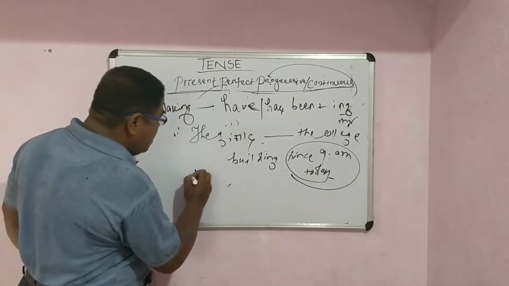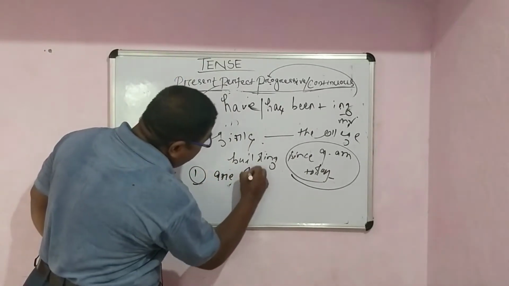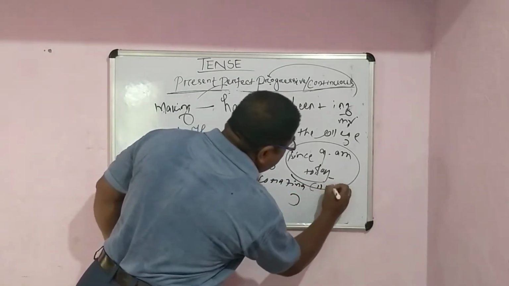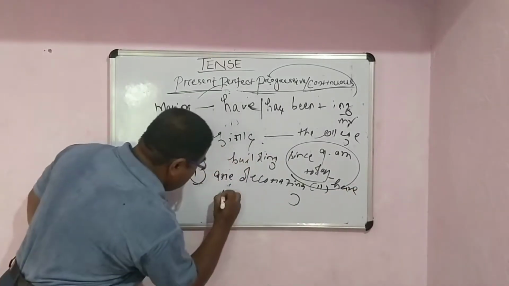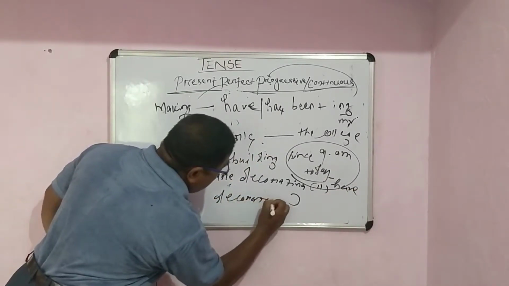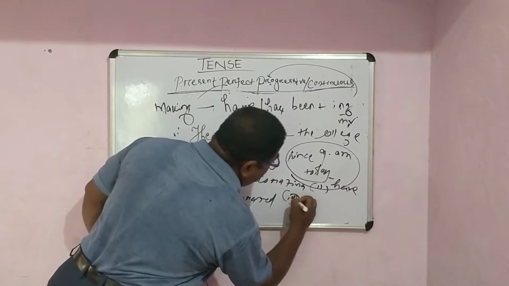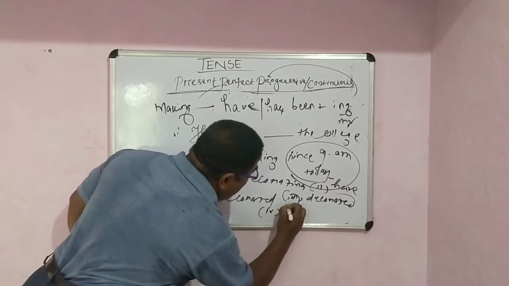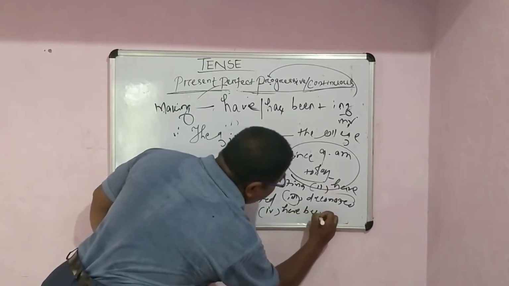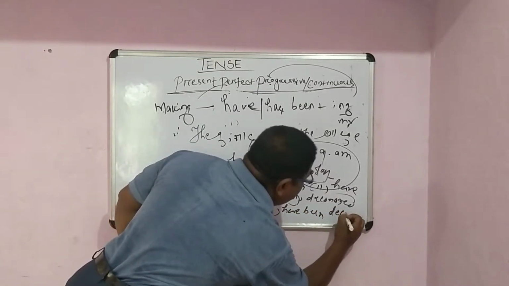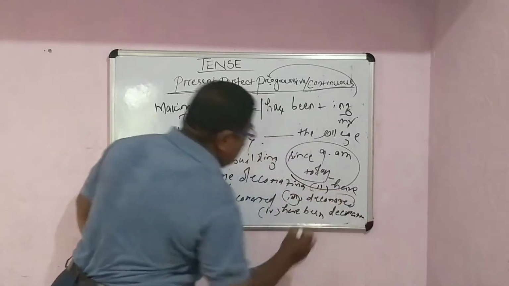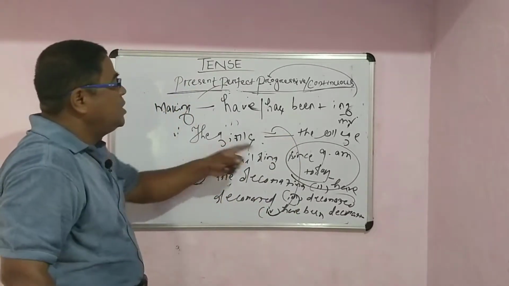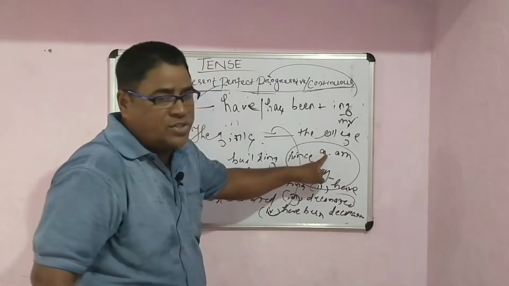So what are the options? Suppose the option is are decorating. Another option is have decorated. Present perfect, have decorated. Another option is simply decorated, which is the past simple tense, and number 4 is have been decorating. So what will be the answer, or the correct alternative? The correct alternative is have been decorating. Why? Because we have the time phrase since plus time.